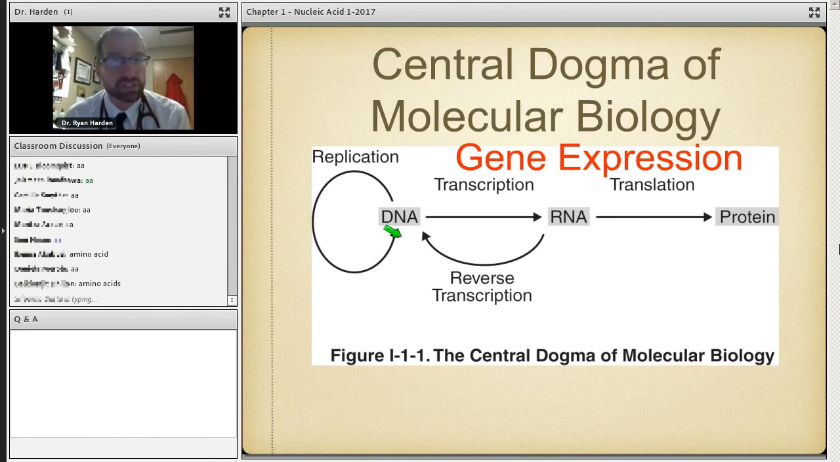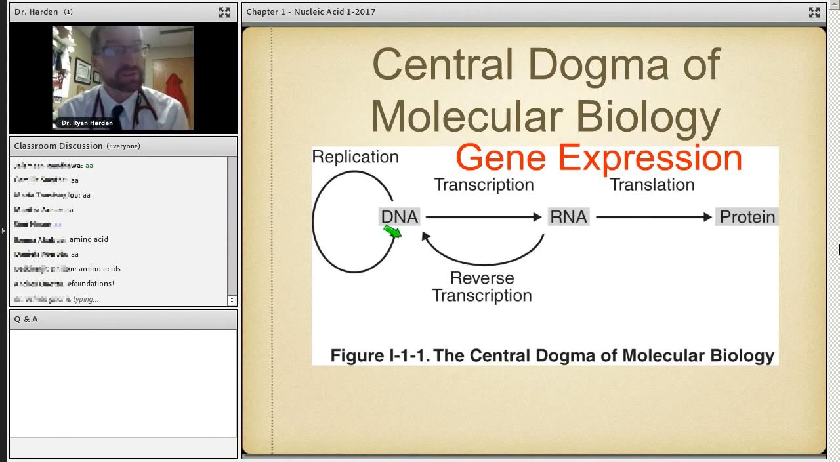Now, I know what you're saying right now. You're saying, gee, this is really basic molecular biology, and it is. But they ask questions about it on the exam. And we need to start here to make sure everybody's on the same page and has a concrete understanding of the fundamentals of molecular biology before we go on to the next topic, which is medical genetics.